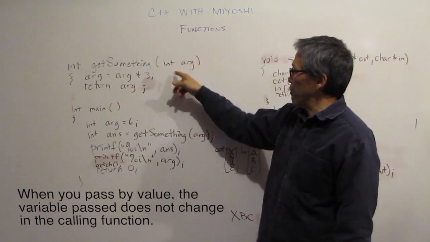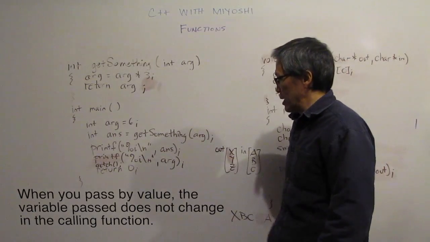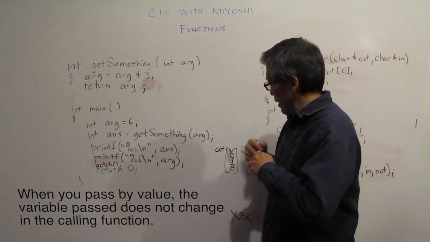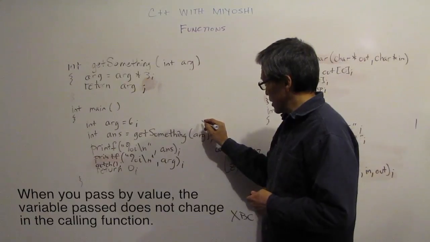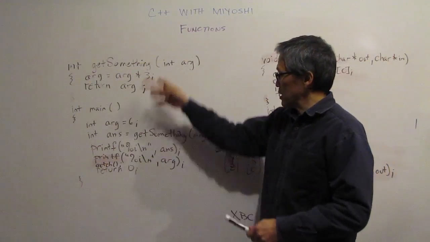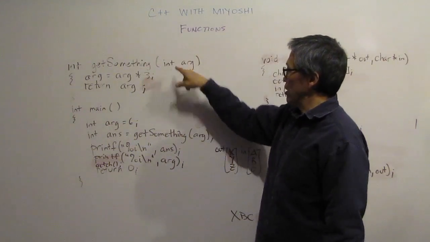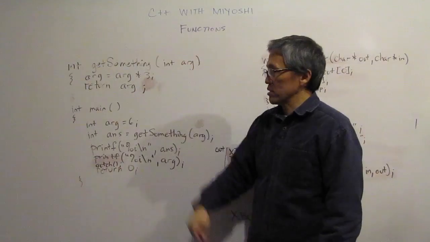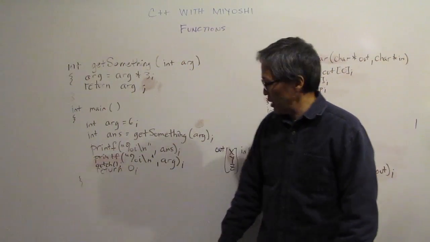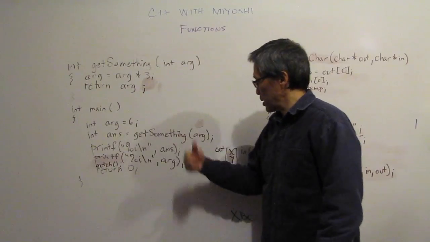Now, that's what we call passing by value. Even if I put a 6 in here instead of arg, I would still get the same thing. That's what's called passing by value. Again, notice, it's just int arg, and it just says anything that's an integer can go in there, including a literal. In other words, it's okay to put in a 6 there.